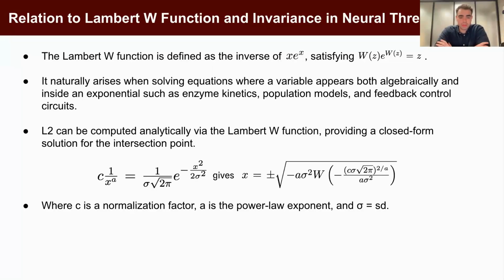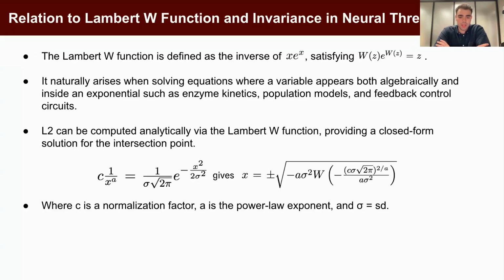To analyze L2 mathematically, we solve for the point where the power law and the Gaussian intersect. This leads directly to the Lambert W function, defined as the inverse of x times e to the x, and satisfying z of w times e to the power of z of w, all equals z. It arises naturally when a variable appears both inside an exponential and as an algebraic term. Using Lambert W, we obtain a closed form solution for L2, where C is a normalized constant, A is the power law exponent, and sigma is standard deviation.